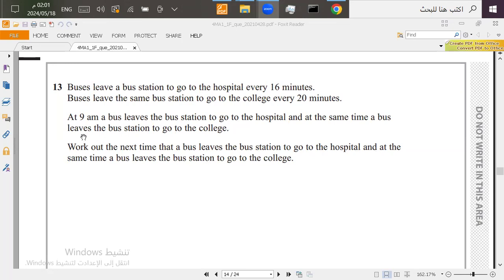So it means all of the buses start at 9 a.m. We have these time intervals between these two different buses. We need to know which time is going to be the next time they leave together. So the first time that they leave together is 9 a.m., and then the next time we're going to find out now.